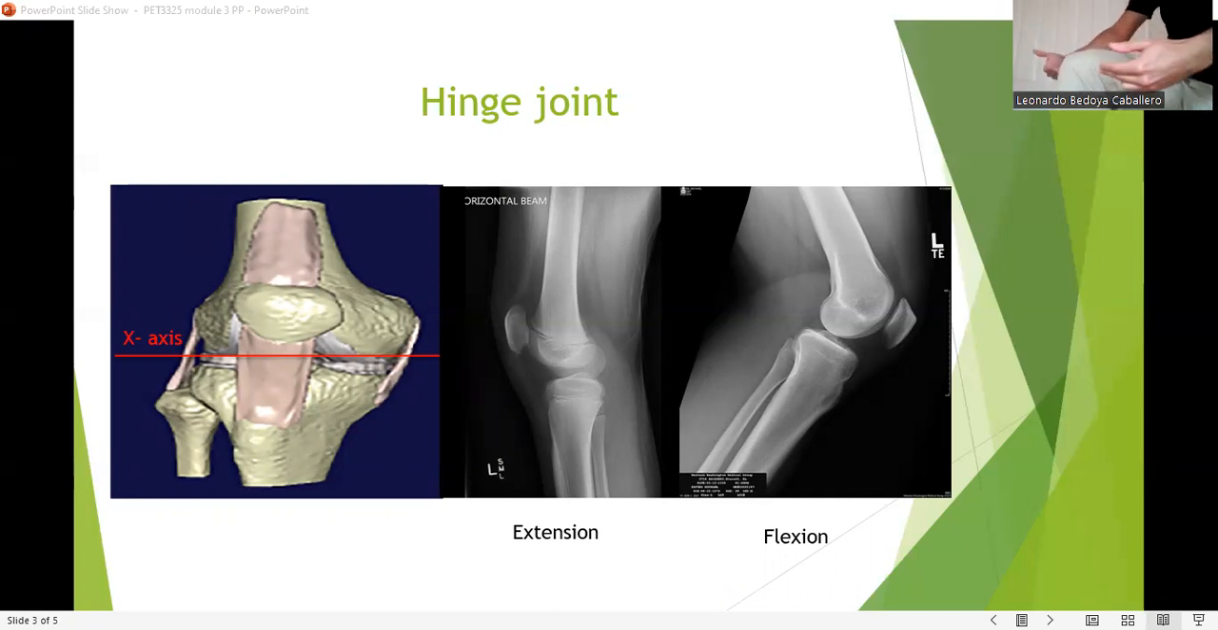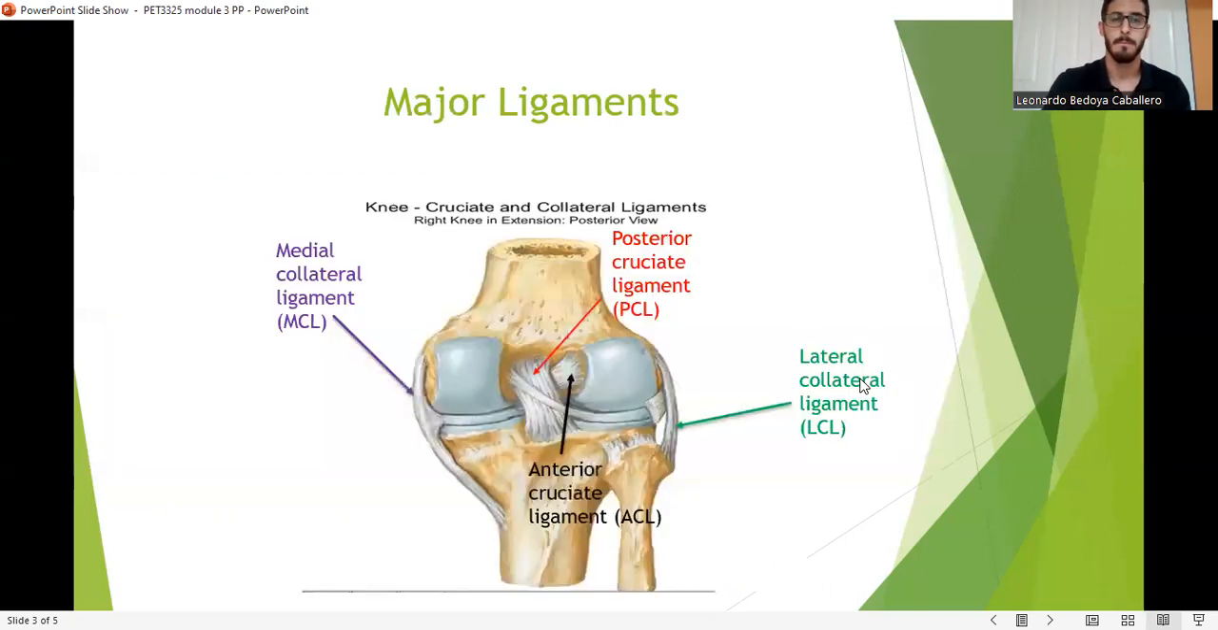The x-axis would be right here horizontally, and the sagittal plane would be like this. Next. So here's the x-axis, extension, flexion, bend.